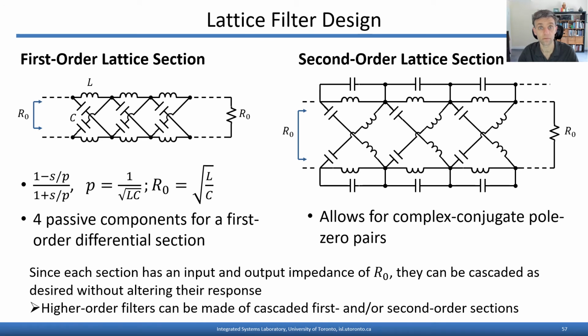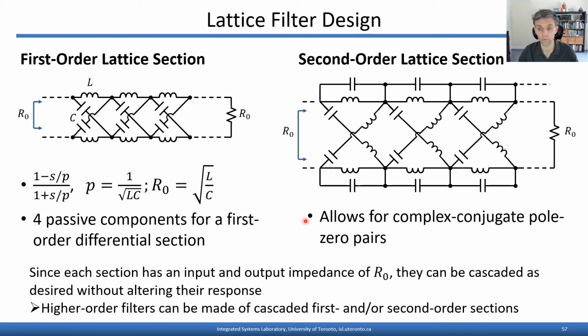Just to give you a feel for what these can look like, you can have a first order lattice section such as the one shown here. Each section affords an all-pass response, and we just have to make sure that the inductance and capacitance values are chosen to satisfy this criteria here. On the other hand, if we want a higher order lattice section, we need parallel combinations of L and C, as well as series combinations of L and C in these crossover branches. Doing so allows us to have complex conjugate pole zero pairs and gives us more flexibility in determining the frequency response of the lattice section.